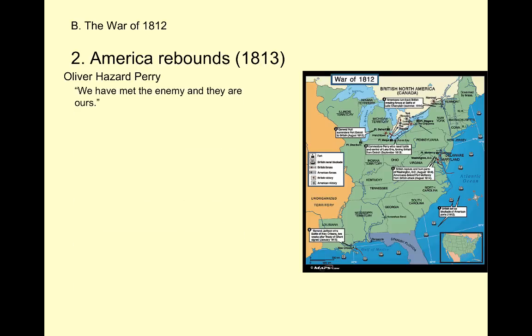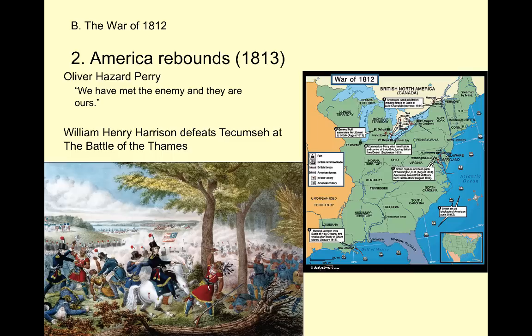And he famously sends a message to Thomas Jefferson, "We have met the enemy on the Great Lakes, and they are ours." And so we see 1813 is starting out a little bit better for the United States. In addition to that, William Henry Harrison is still looking for Tecumseh, and he finally finds him, and they engage in battle at the Battle of the Thames in the Ohio River Valley.